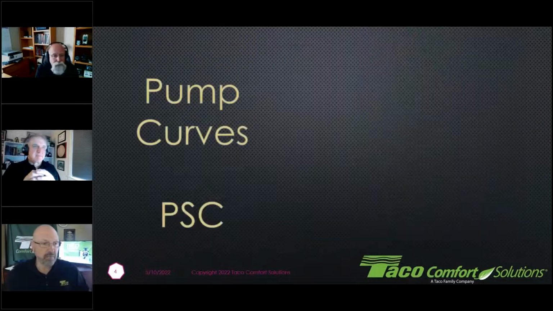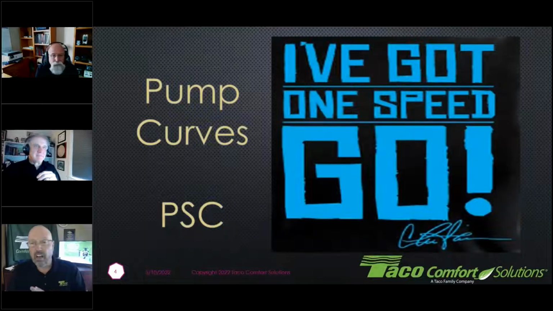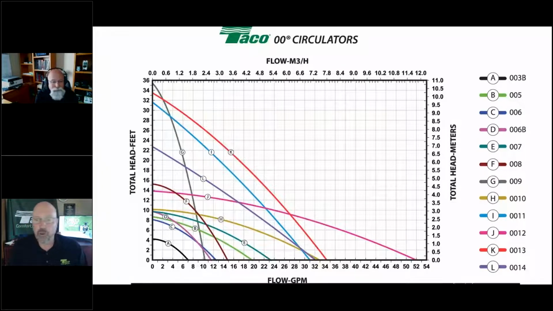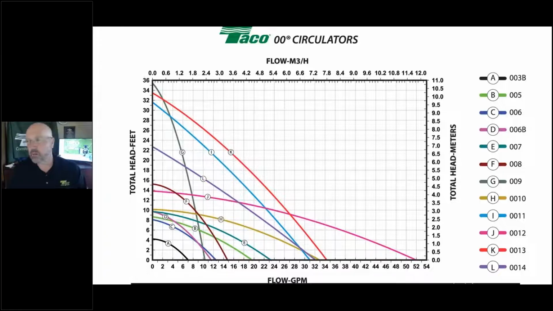So with that being said, let's take a look at our circulator curves, our performance curves with our PSC or standard efficiency circulators. That's where I want to really start off first, looking at our standard PSC design circulators. What you look at here is all of the 00 circulators' performance curves that we have, everything from the 003 all the way up to the 0014. So this is your standard efficiency, going from a 1/40th horsepower up to your 1/6 horsepower.